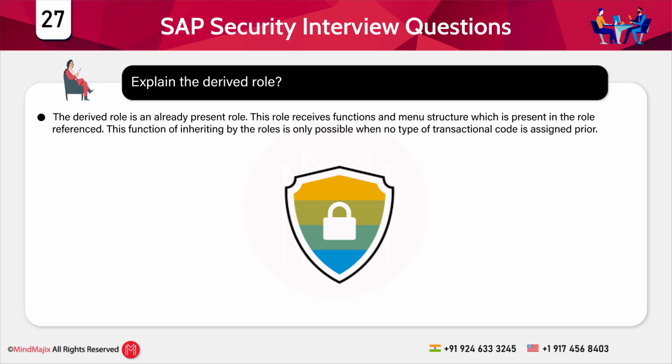Certain things are not passed to the derived roles, and they need to be created newly, and this includes the organizational definitions as well as assignments of the user. Derived roles are well designed and they have a fixed functionality, which means they have the same menu and transactions, but the characteristics are different as far as the level of organization is concerned.